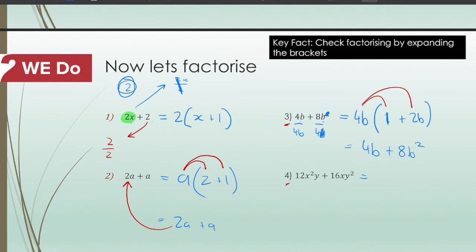Now this one's a bit trickier again. We can divide 12 by 4 and we can divide 16 by 4. Is there a bigger number we can use? I don't think so. I think it's 4. And then we have x times y on the first term, and we have x times y on the second term. So xy is actually going to be our common factor. So if we divide this by 4xy, 4 goes into that 3 times, goes into that once. The x squared will cancel out with the x on the bottom, and both the y's will cancel out, and we're left with 3x.